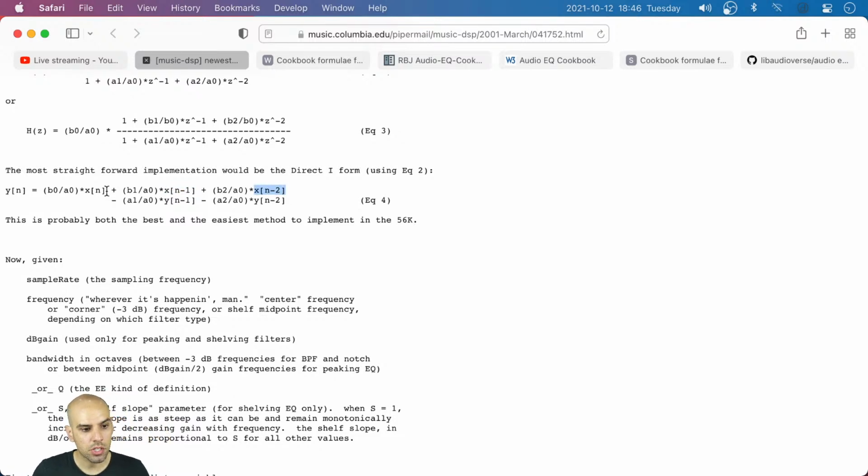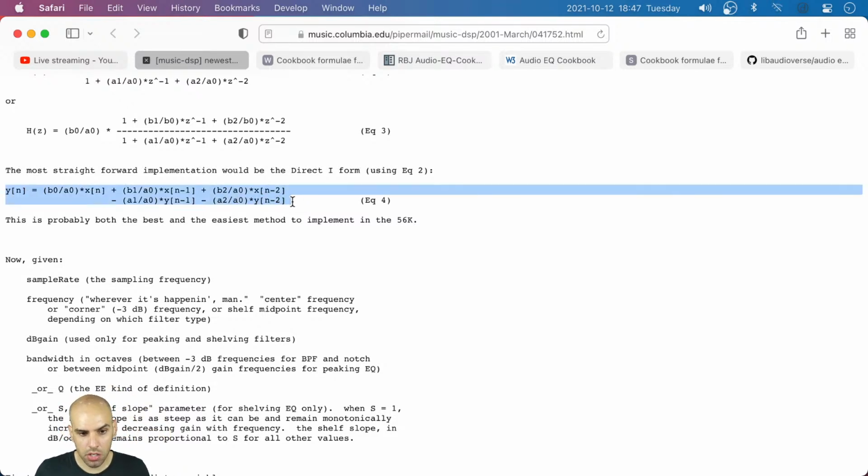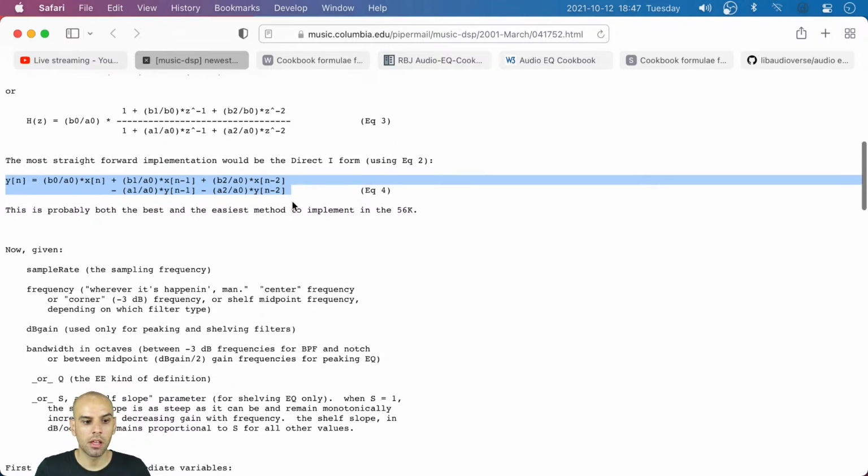So we are just going to use a circular buffer to keep these guys around. And we are also going to use another circular buffer to keep these guys around, because yn is our current output. And we also have to remember the output from 1 sample ago, and we have to remember the output from 2 samples ago. So that's what it's about in this formula. This is the heart of the filter, this equation.